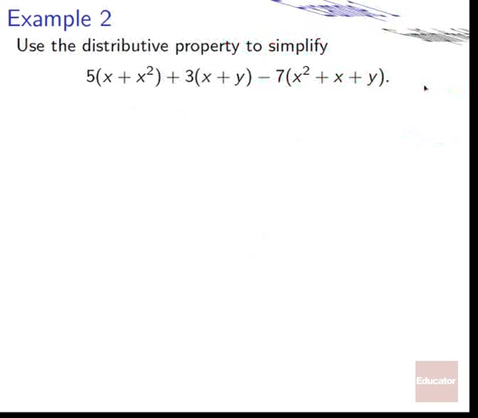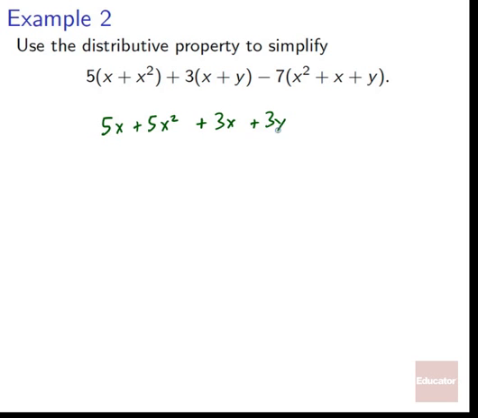All right. Example 2, we use the distributive property to simplify. 5 times quantity x plus x squared plus 3 times quantity x plus y minus 7 times quantity x squared plus x plus y. So 5 times x plus x squared becomes 5x plus 5x squared, plus 3 times quantity x plus y becomes plus 3 times x plus 3 times y.